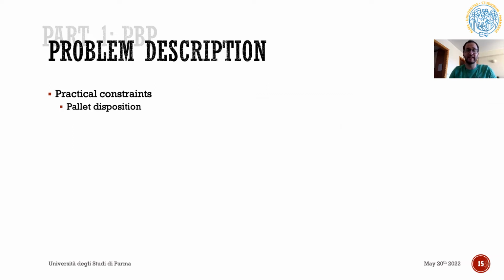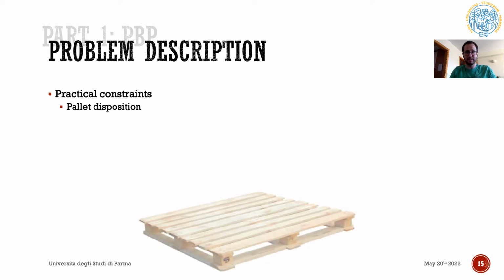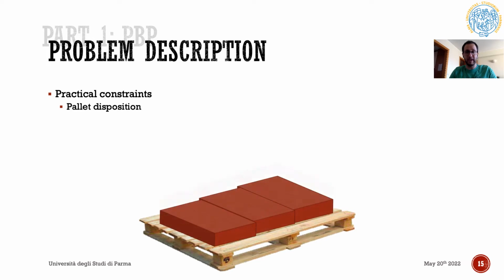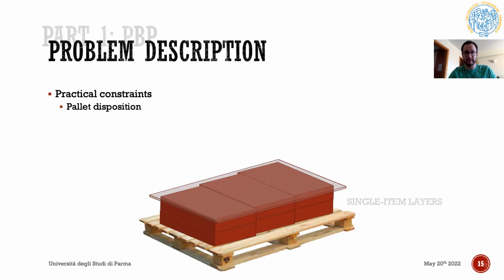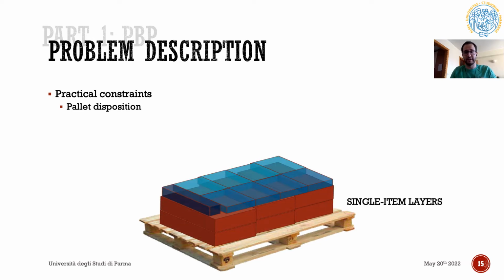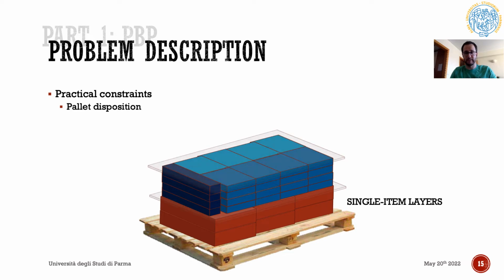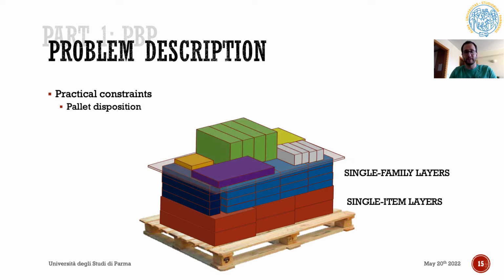And finally, the types of layers define the pallet disposition. The first part is formed by the most stable layers, the single item layers. Next, layers composed by different types but the same family, the single family layers. Last, one layer to complete the pallet, the special residual layer. That's it, the problem is defined.